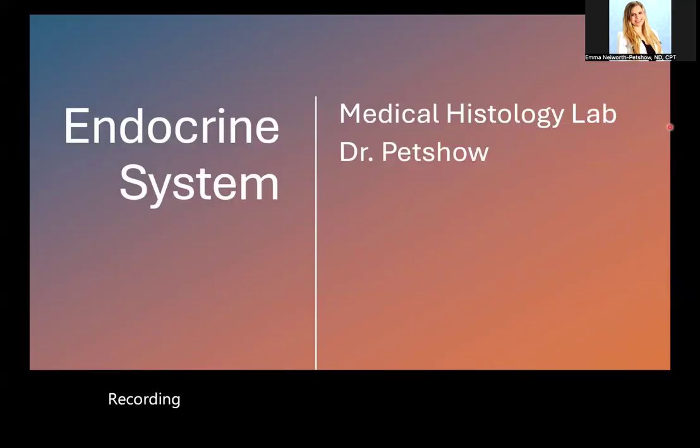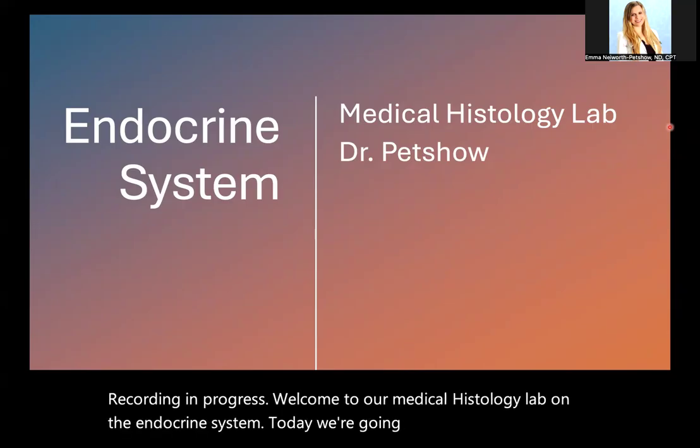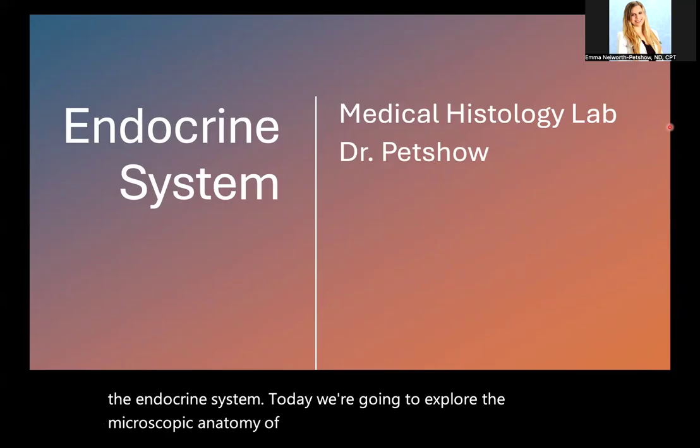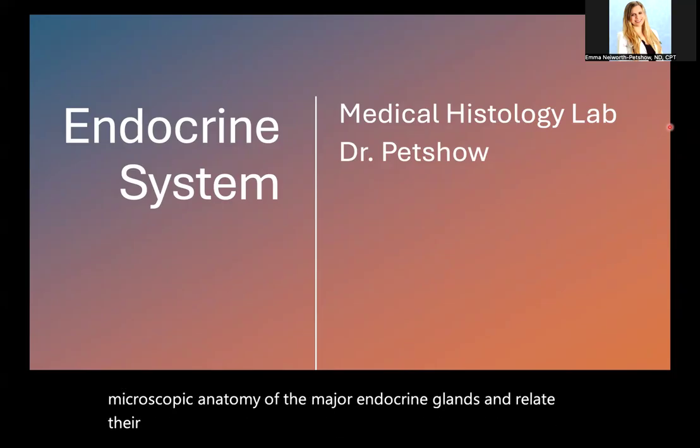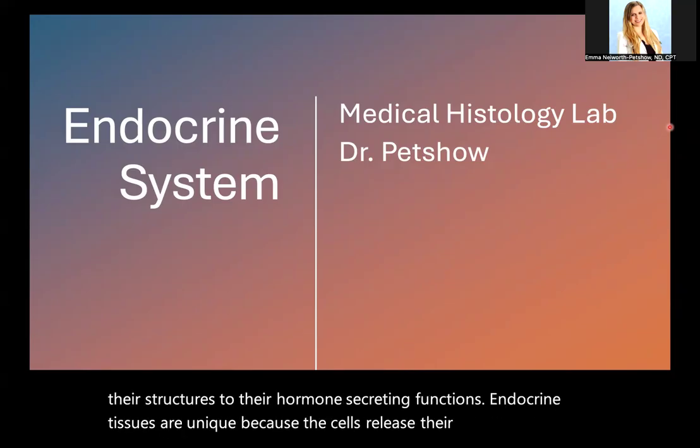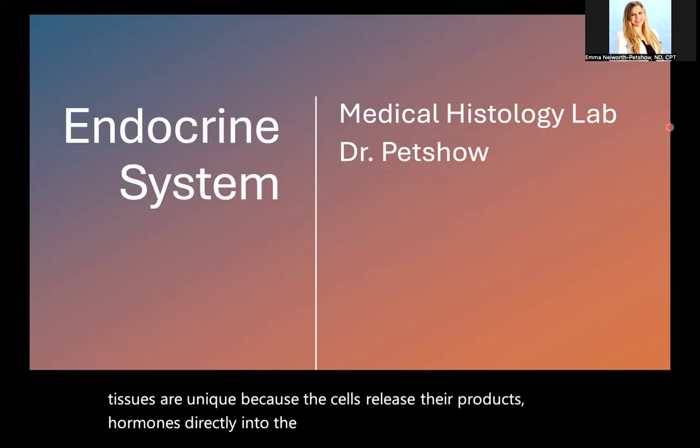Welcome to our medical histology lab on the endocrine system. Today we're going to explore the microscopic anatomy of the major endocrine glands and relate their structures to their hormone-secreting functions. Endocrine tissues are unique because the cells release their products, hormones, directly into the bloodstream. So their histology is optimized for synthesis, storage, and secretion.